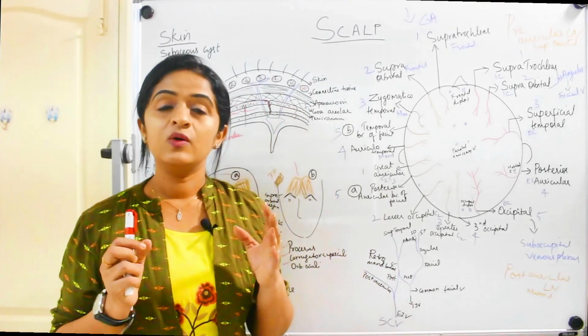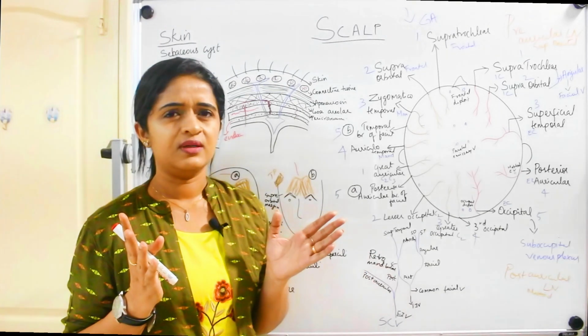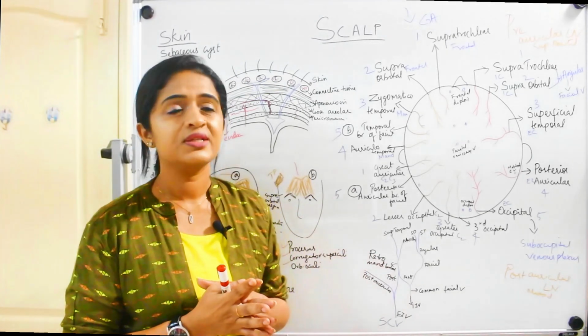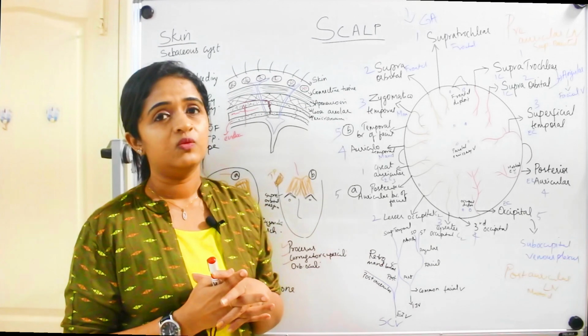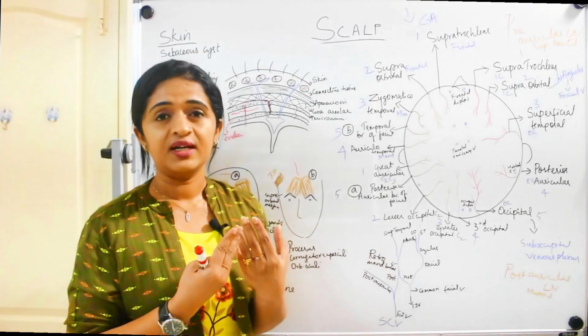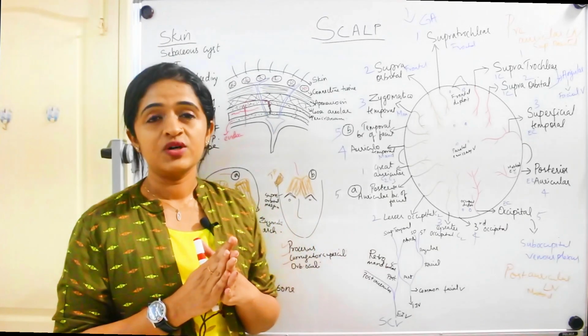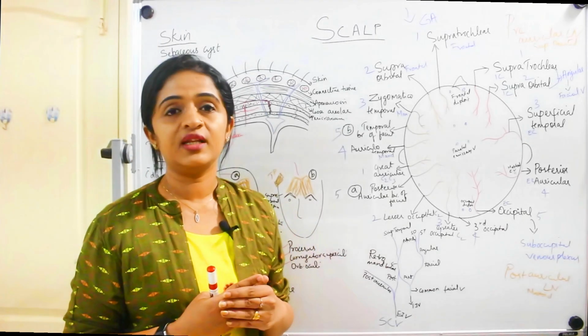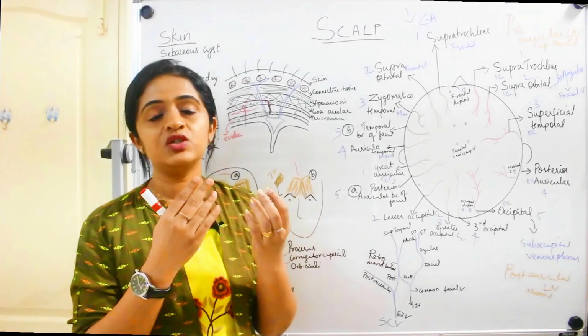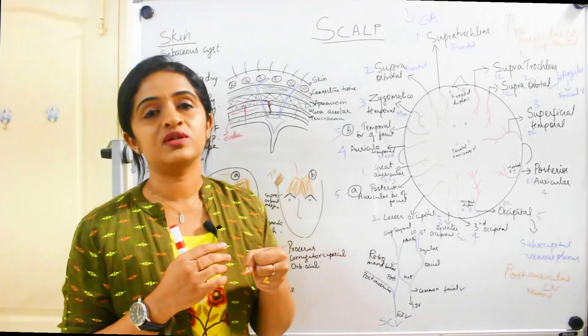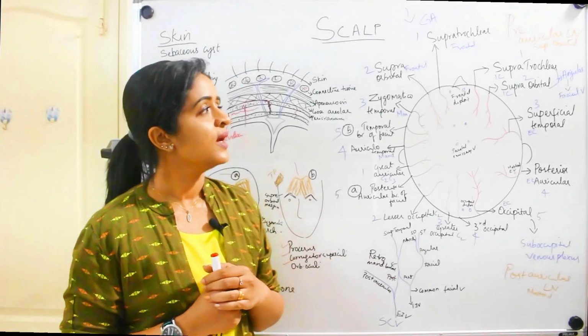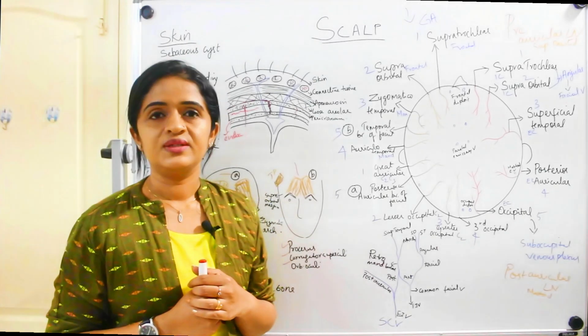When we talk about the blood supply of the scalp, it is very rich in blood vessels, and that is the reason why when we get a cut in the scalp, there will be profuse bleeding, because in the last session I have already mentioned that the blood vessels are adhered to the fibrous tissue and they fail to contract on their own whenever there is an injury. Now let's see what are the blood vessels supplying the scalp.